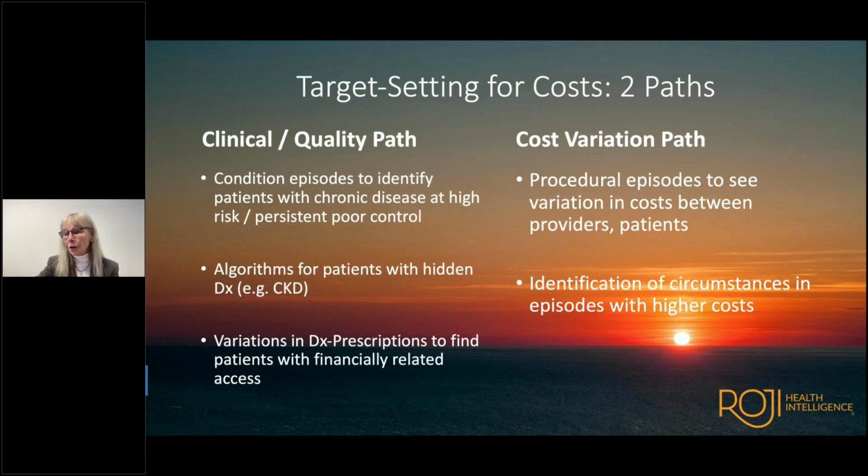There will also be a pure cost path in cost variation, where you can simply plot actual services along a line and identify the variation in those costs between providers and patients, and then dig into those through procedural episodes and treatment episodes to identify what is causing higher or lower costs. And it's really easy to see when you chart those out. The construction of episodes is not easy, however, in order to make them be filled with clinical integrity. And you will be able to identify circumstances in those episodes that will lead to higher costs. For example, certain approaches surgically, whether it's open or laparoscopic, will end up with higher costs. Choice of patients along a particular spectrum of risk will end up with higher costs, and so on.